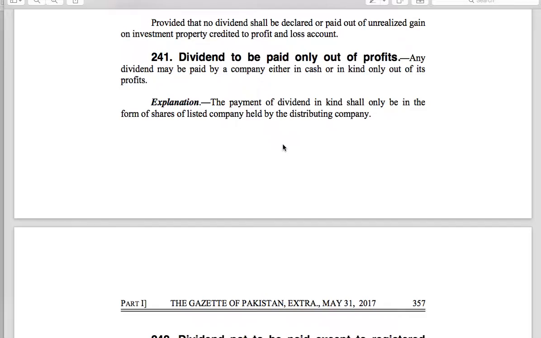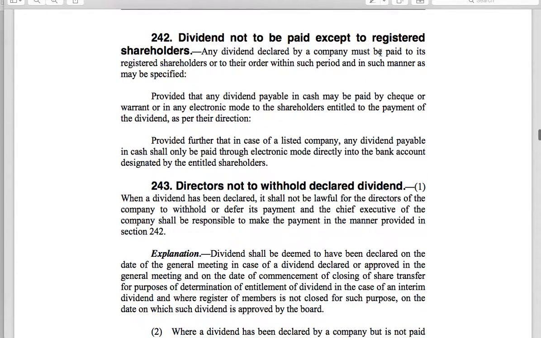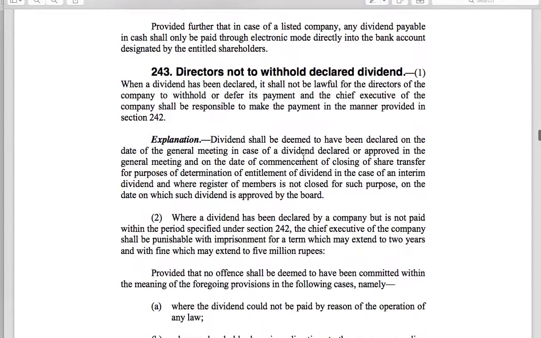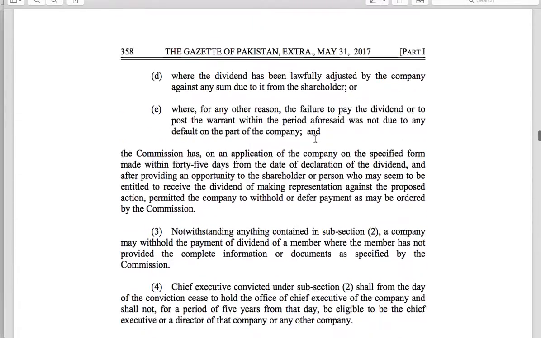Neither can the share premium amount be used to pay dividend. Dividend is not to be paid except to registered shareholders, and this is important, that only registered shareholders will get it on the closing of books, as we saw in the previous section. Dividends not to be withheld: all those declared dividends cannot be withheld by the director.